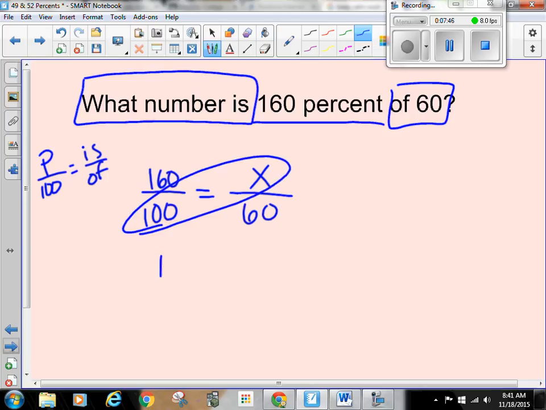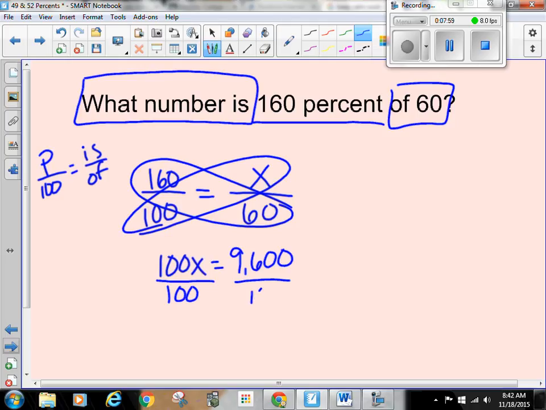All right, we're going to go ahead and cross multiply. So take 160 times 60, 9,600. Okay, we want to get x by itself. So we're going to divide by 100 on both sides. So our x equals 96, which seems like a very reasonable answer. It is greater than the 60. So it's got to be over 160 or the 160.